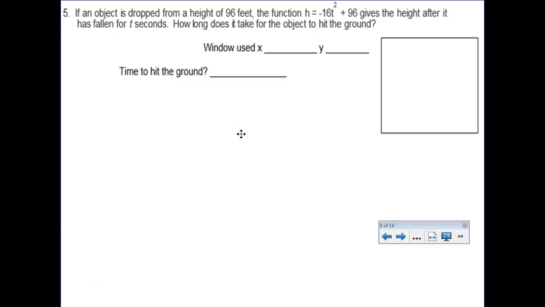So on worksheet, is it 8? Am I on the right worksheet? Yeah. Okay. On worksheet 8, we left off at number 5.